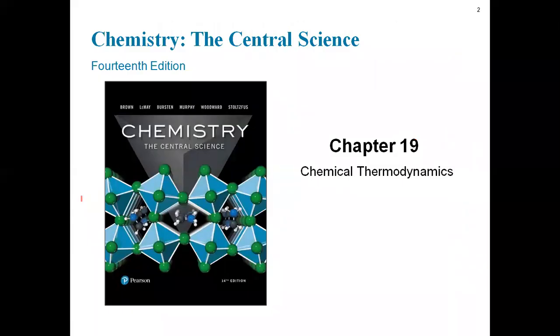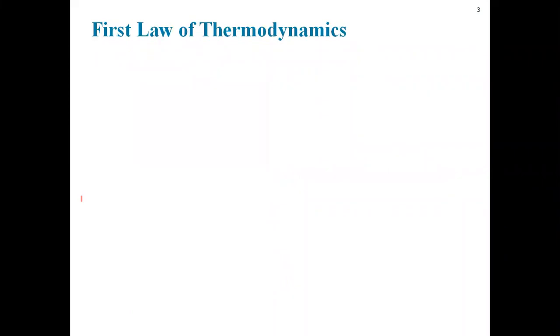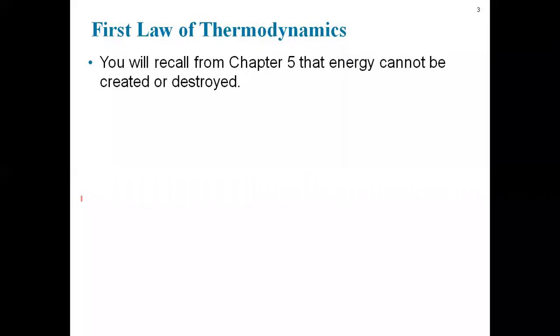All right, chapter 19 is about chemical thermodynamics. Thermodynamics is about the correlation between energies. Chemical thermodynamics studies how energy influences chemical reactions. That's not totally new, because we already studied some thermodynamics in chapter 5, where we studied the first law of thermodynamics.